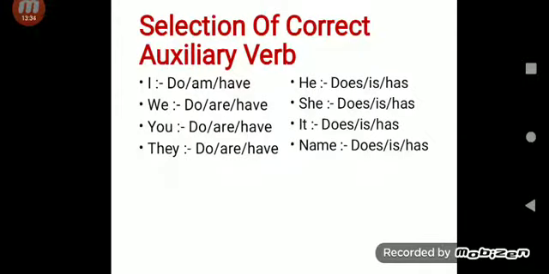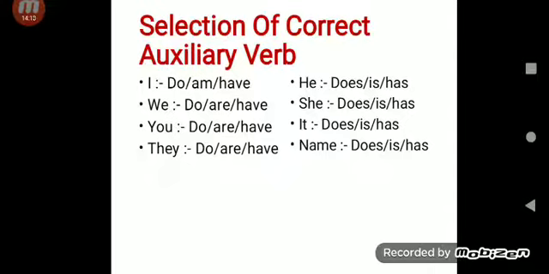Now, let me tell you how to select the correct auxiliary verb. With I, you have to select do from present simple tense. If I is a subject, then you have to select the auxiliary do from present simple tense, am from present continuous tense, and have from present perfect tense or present perfect continuous tense.